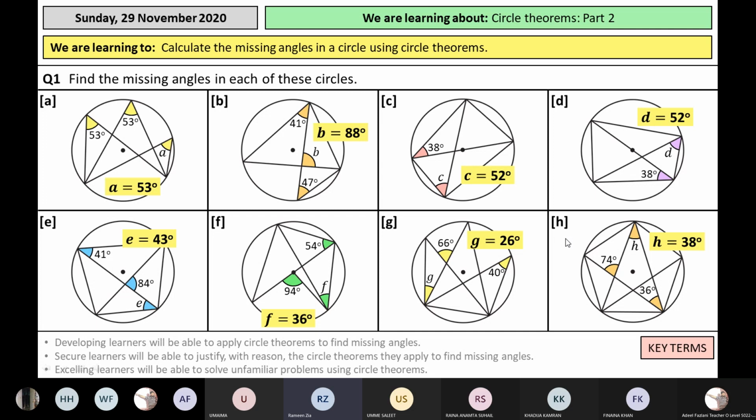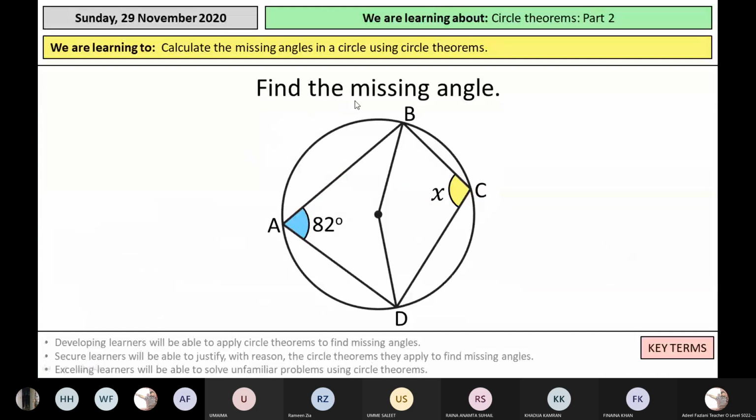Okay, so first we will subtract both 74 from 180, and then we will add 36 and that angle that we found, and then we will subtract it from 180 again to find H. Excellent, excellent. Well done, Ramin. Superb. Okay, now find the missing angle.